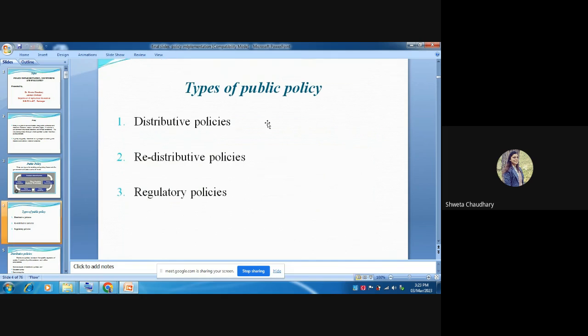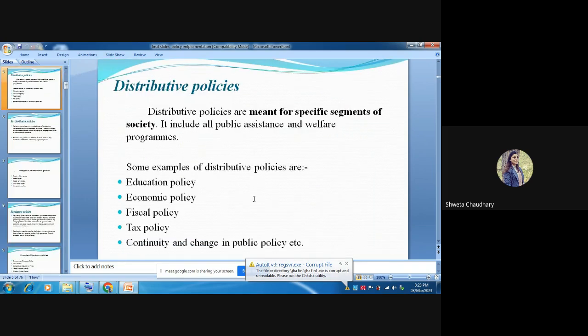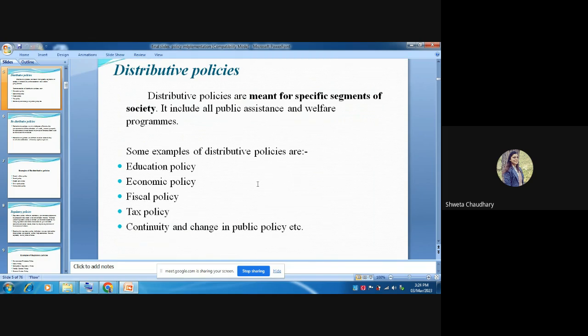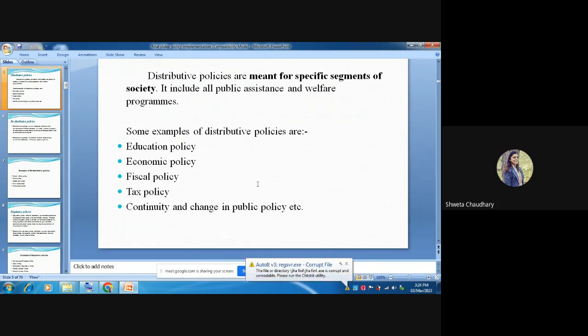Types of public policies. Then we have public policies like distributive policy, redistributive policy, and regulatory policy. Distributive policies means what amount of government allocation is to be given to the education sector, to the fiscal sector, that is expenditures. What are the basic expenditures of the government, economic sectors like the banking sector, taxation sector. So sector-wise allocations, when done, is distributive policy. When policies are made sector-wise, that is distributive policy.